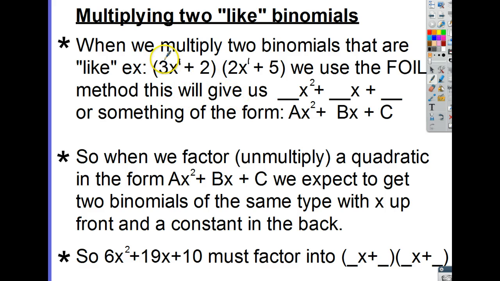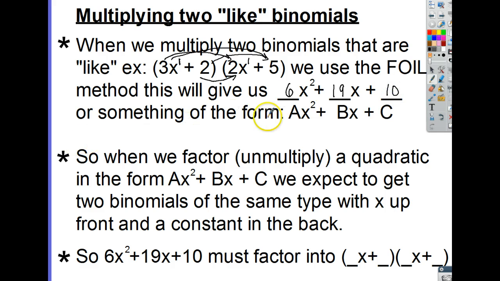So when we're using the FOIL method, we take first times first. So it's 3x times 2x, and that would give us 6x squared. And then we'd do the outside, so it would be 3x times positive 5, and then we would add to that the inside, 2 times 2x, so we have 15x with the outside, 4x with the inside. 15x and 4x is 19x. And then last times last, positive 2 times positive 5 would give us 10.